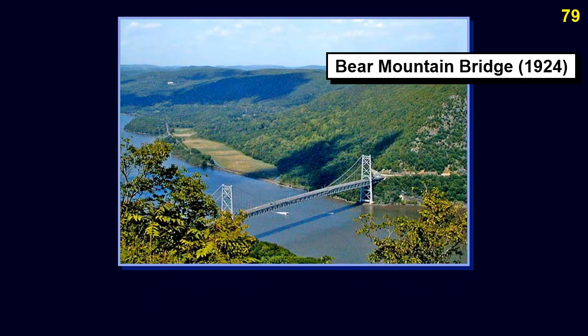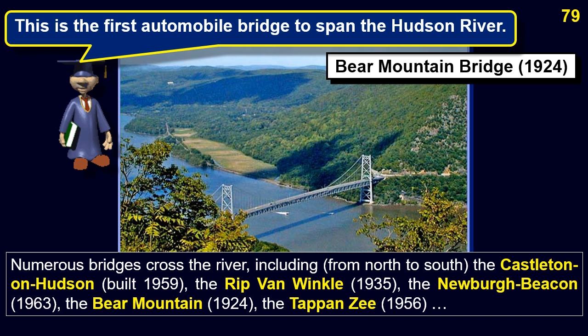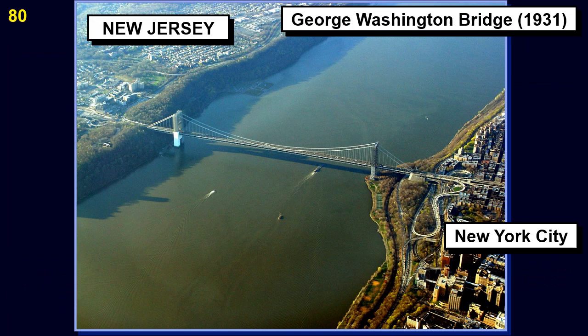Numerous bridges cross the river, including, from north to south, the Castleton on Hudson, built 1959, the Rip Van Winkle, 1935, the Newburgh-Beacon, 1963, the Bear Mountain, 1924, the Tappan Zee, 1956, and the George Washington Bridge, 1931.